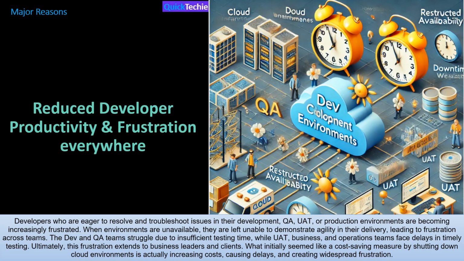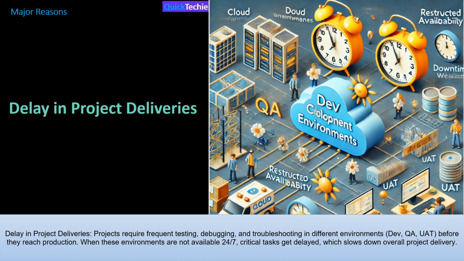The Dev and QA teams struggle due to insufficient testing time, while UAT, business and operations teams face delays in timely testing. Ultimately, this frustration extends to business leaders and clients. What initially seemed like a cost-saving measure by shutting down cloud environments is actually increasing costs, causing delays, and creating widespread frustration. Delay in project deliveries. Projects require frequent testing, debugging, and troubleshooting in different environments, Dev, QA, UAT, before they reach production. When these environments are not available 24/7, critical tasks get delayed, which slows down overall project delivery.